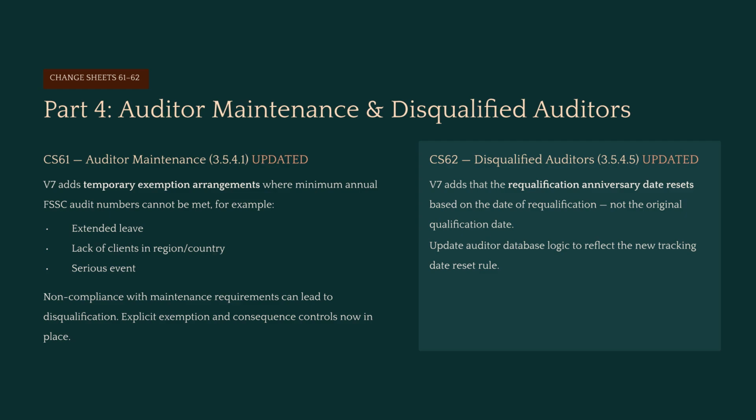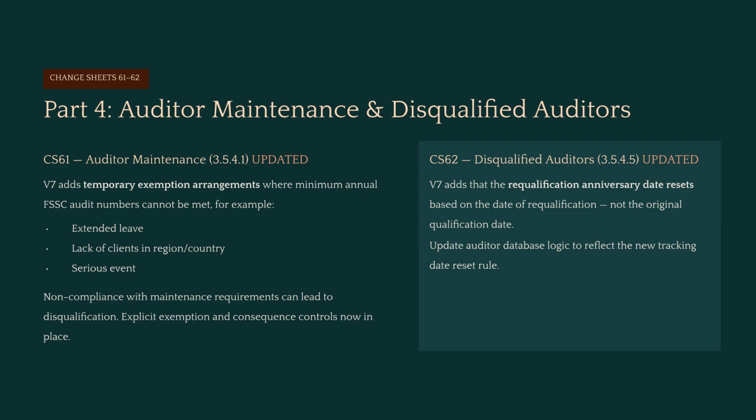This exemption is not automatic. It can be applied only in specific cases, such as extended leave, lack of clients in the region or country, or a serious event. The CB must justify the exemption and mark the auditor in the assurance platform as working under a temporary exemption arrangement. This is important because the Foundation can see that the auditor is not simply being treated as fully active without explanation. The exemption also has limits.